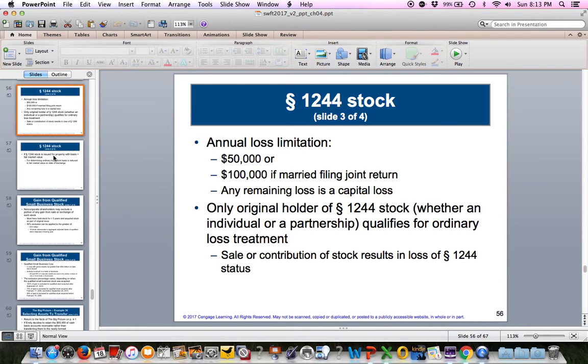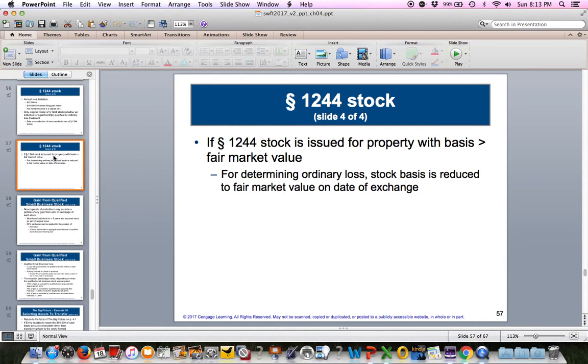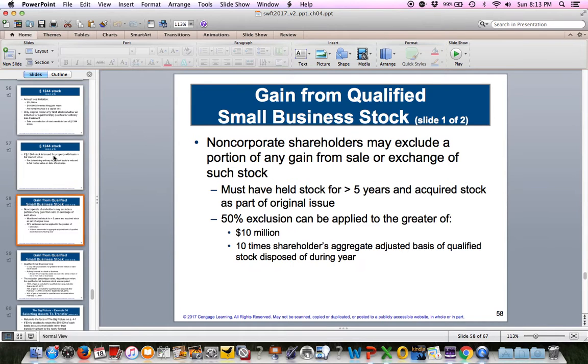Annual loss limit of $50,000, or $100,000 if married filing a joint return. Any remaining loss is a capital loss. Any original shareholders of a 1244 stock qualifies for ordinary loss treatment. Sale or contribution of stock results in loss of 1244 status. If 1244 stock is issued for property with basis greater than fair market value, for determining ordinary loss, stock basis is reduced to fair market value on the date of exchange.